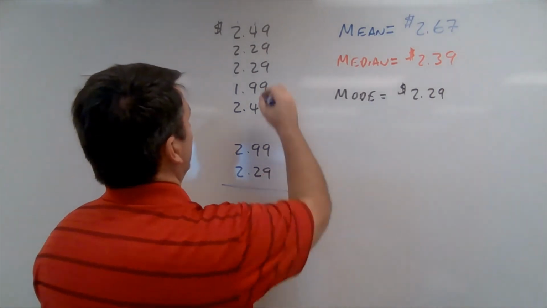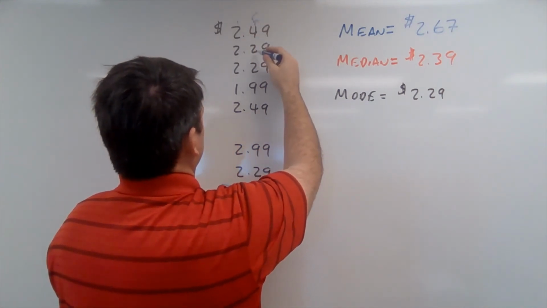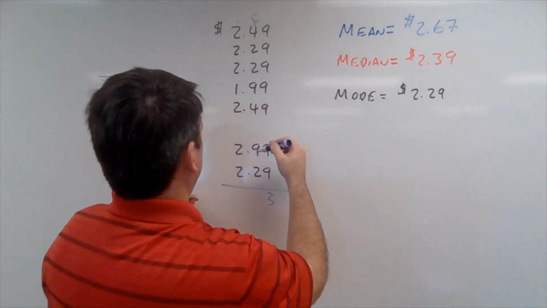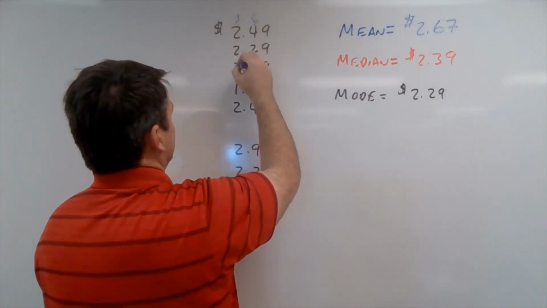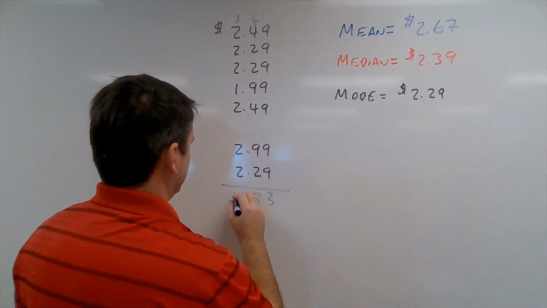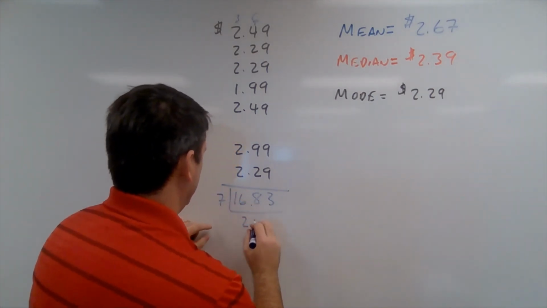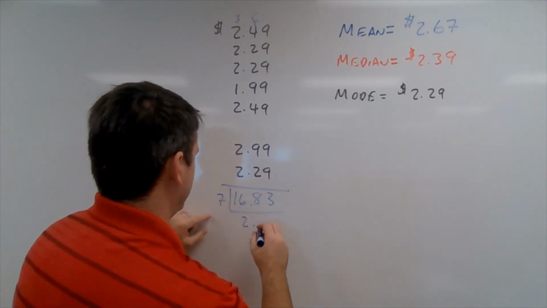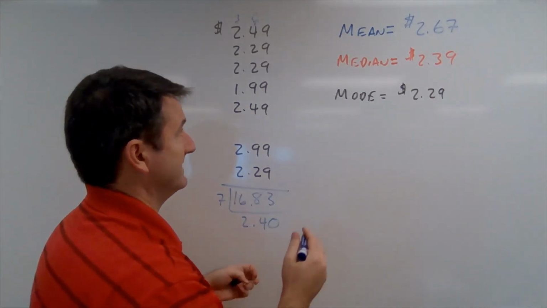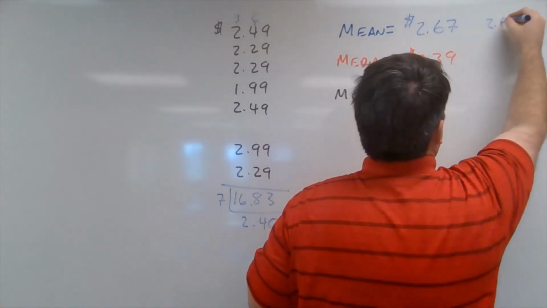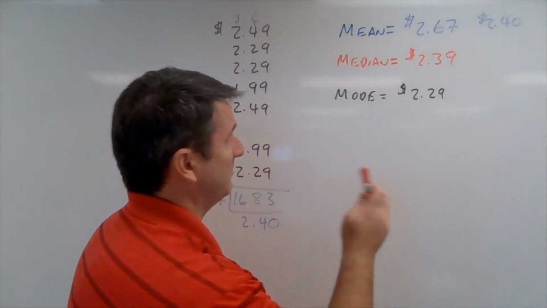So if we're adding these up, 9 times 7 is 63, 10, 12, 14, 18, 20 plus 18 is 38, 3, 4, 5, 6, 7, 8, 9, 10, 11, 12, 13, 14, 15, 16, 83. And if we divide this now by 7, 7 goes into 16 twice with a remainder of 2. So 28, that's going to be 4. So $2.40 rounded. So this is now $2.40 is the mean price without the outlier.